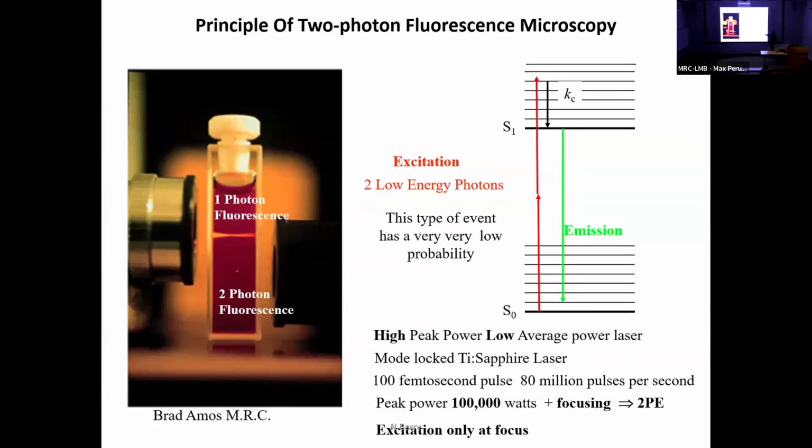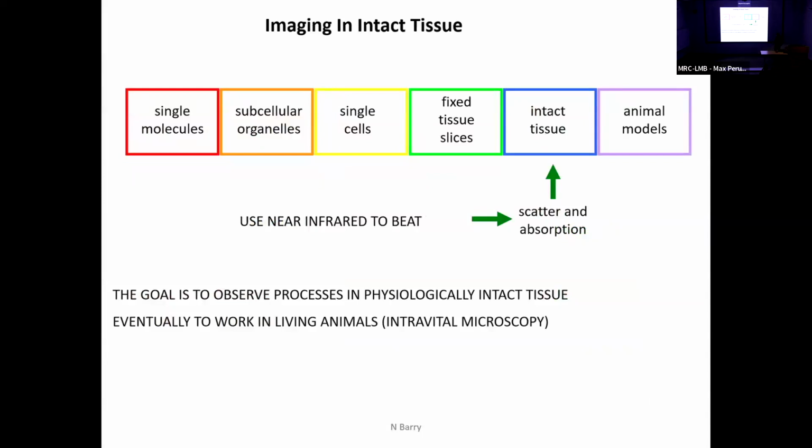These high peak power, low average power spots have typically come from a mode-locked laser where you get 100 femtosecond duration pulses, 80 million pulses a second, with peak powers of staggering numbers, 100,000 watts, but they only last for 100 femtoseconds. You combine that with focusing, so you concentrate in time and space, and you get 2 photon excitation. That really deals with this problem of scatter in tissue. So now you can start to do good imaging inside intact tissue.